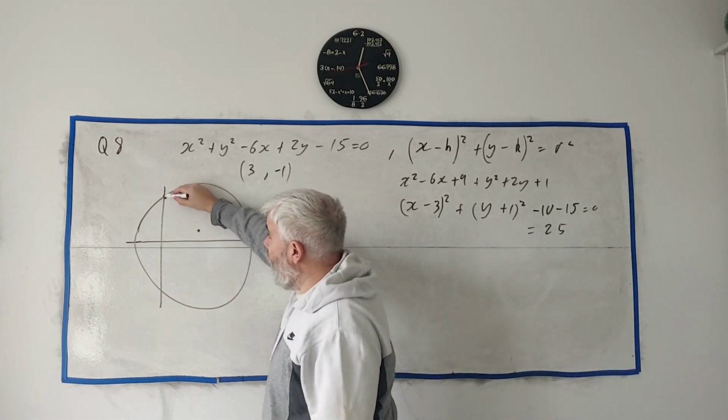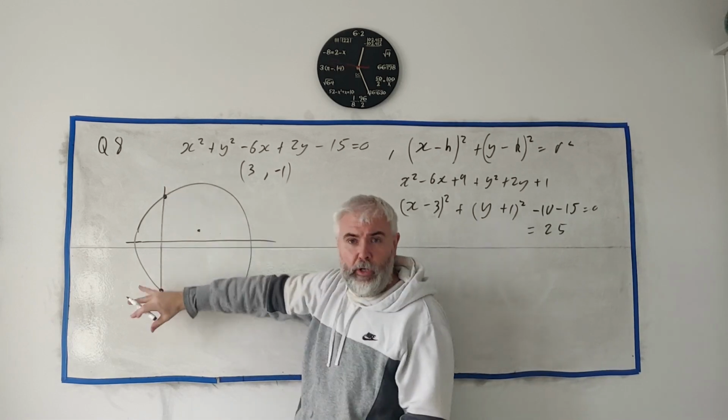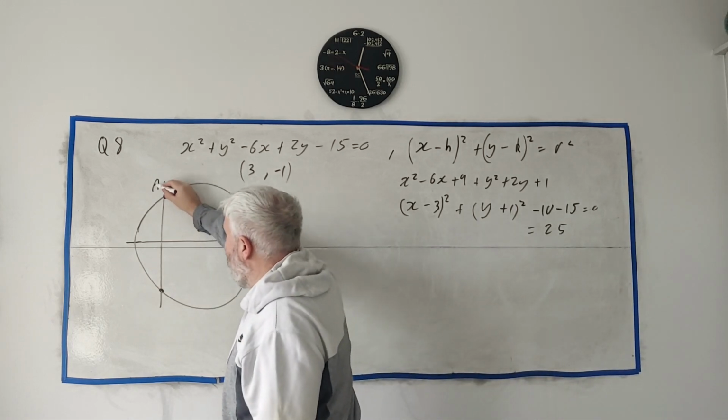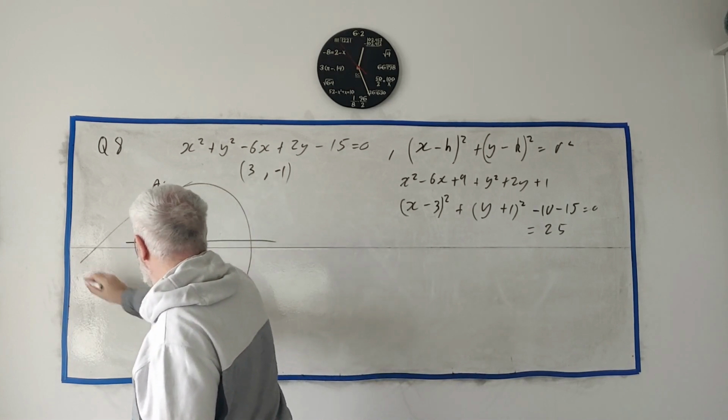It hits the y-axis in 2 points. We're going to call them A and B. Doesn't matter which way around you call it. We'll say A and B. And they have a tangent.